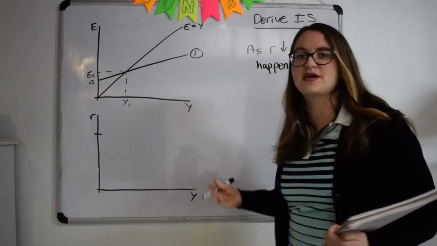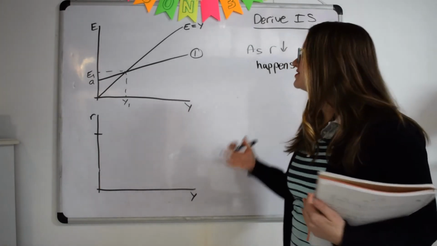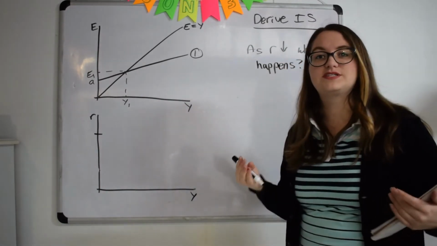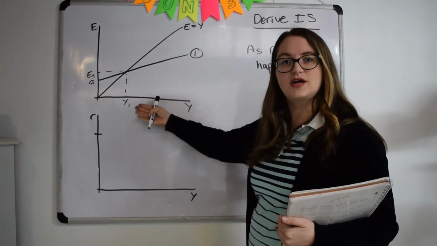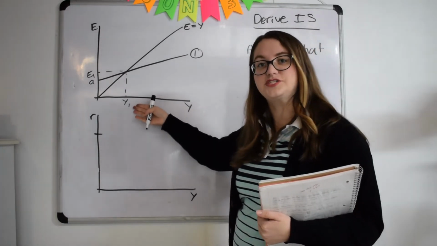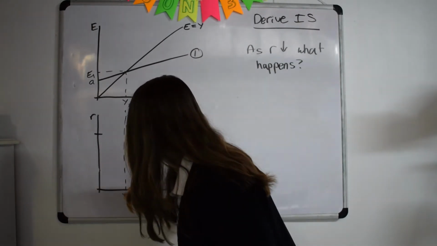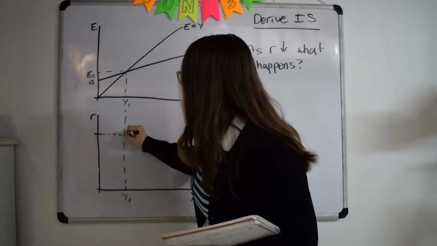So this is my basic "what happens when" question that I always do in class. So what happens when interest rates decrease? Well, the first thing we're going to do is map out our original interest rate point to our original income, or GDP. So let's pull down our income, or Y, Y1, and let's say our interest rate is at R1 right here.